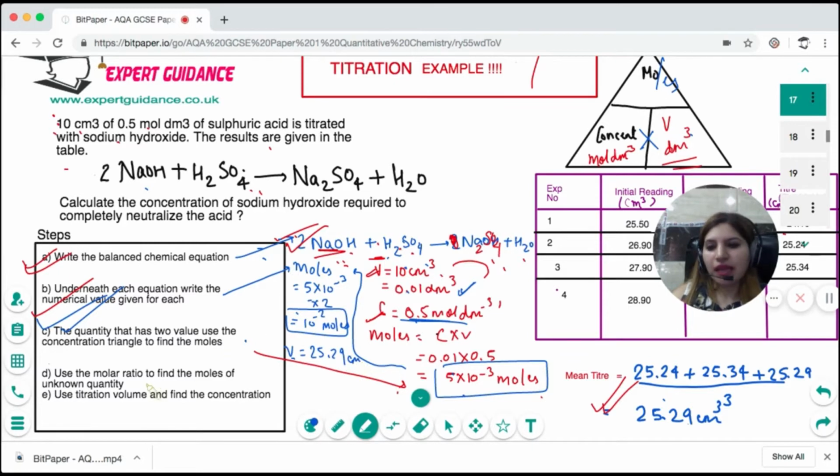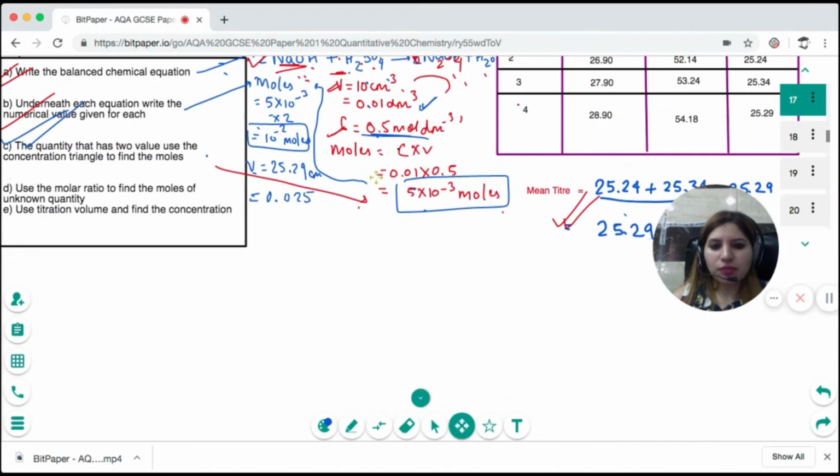Okay, now how do you work out the concentration? We'll first take the volume, which is 25.29, and divide it by 1000. So the volume is 0.025 and our moles is 10 to the power minus 2.